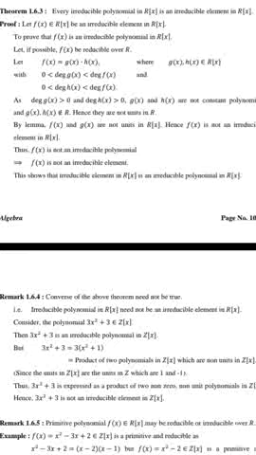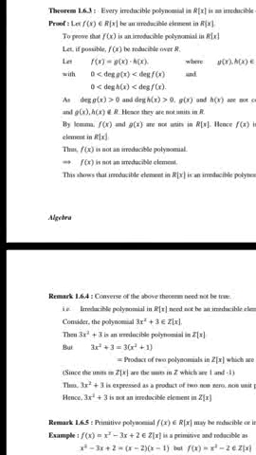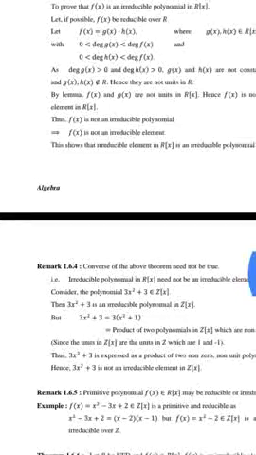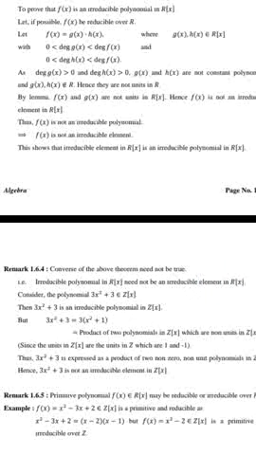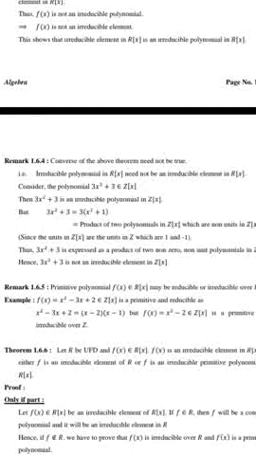By the lemma, g(x) and h(x) are not units in R[x], hence f(x) is not an irreducible element in R[x]. This is a contradiction. Thus, f(x) is an irreducible polynomial. This shows that an irreducible element in R[x] is an irreducible polynomial in R[x]. Remark: the converse of the above theorem need not be true. That is, an irreducible polynomial in R[x] need not be an irreducible element in R[x].